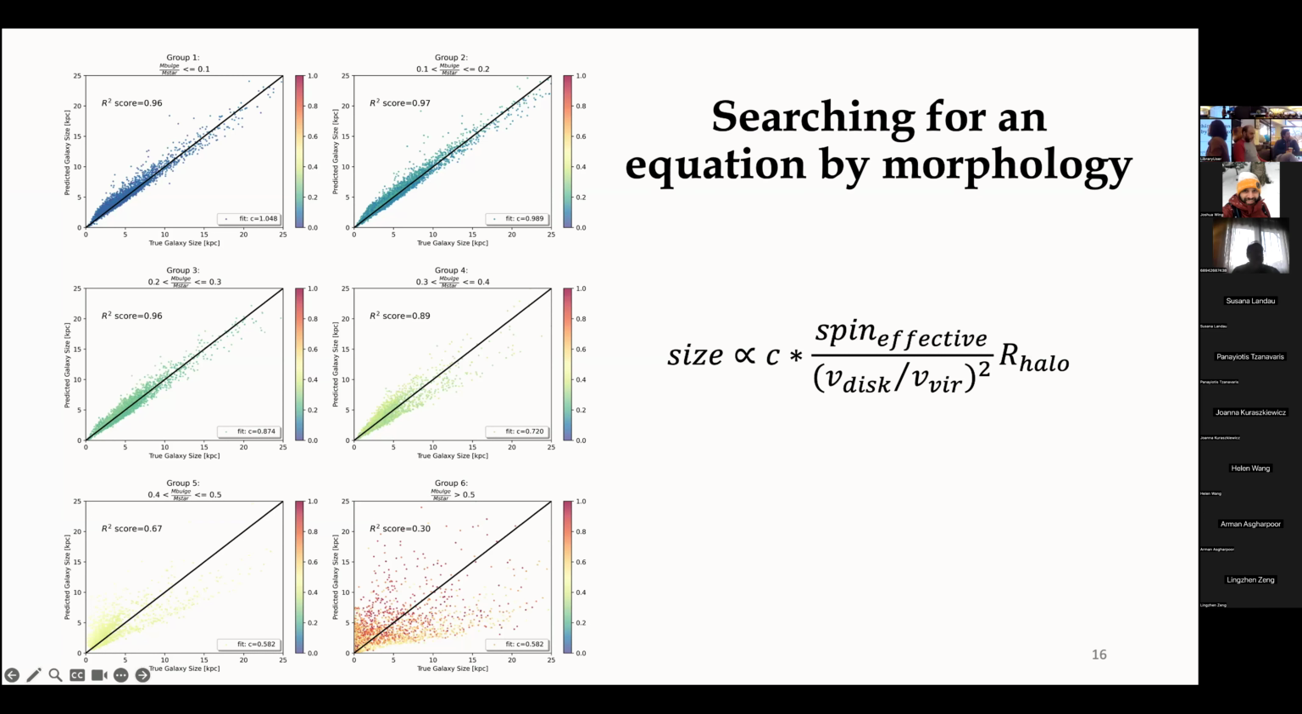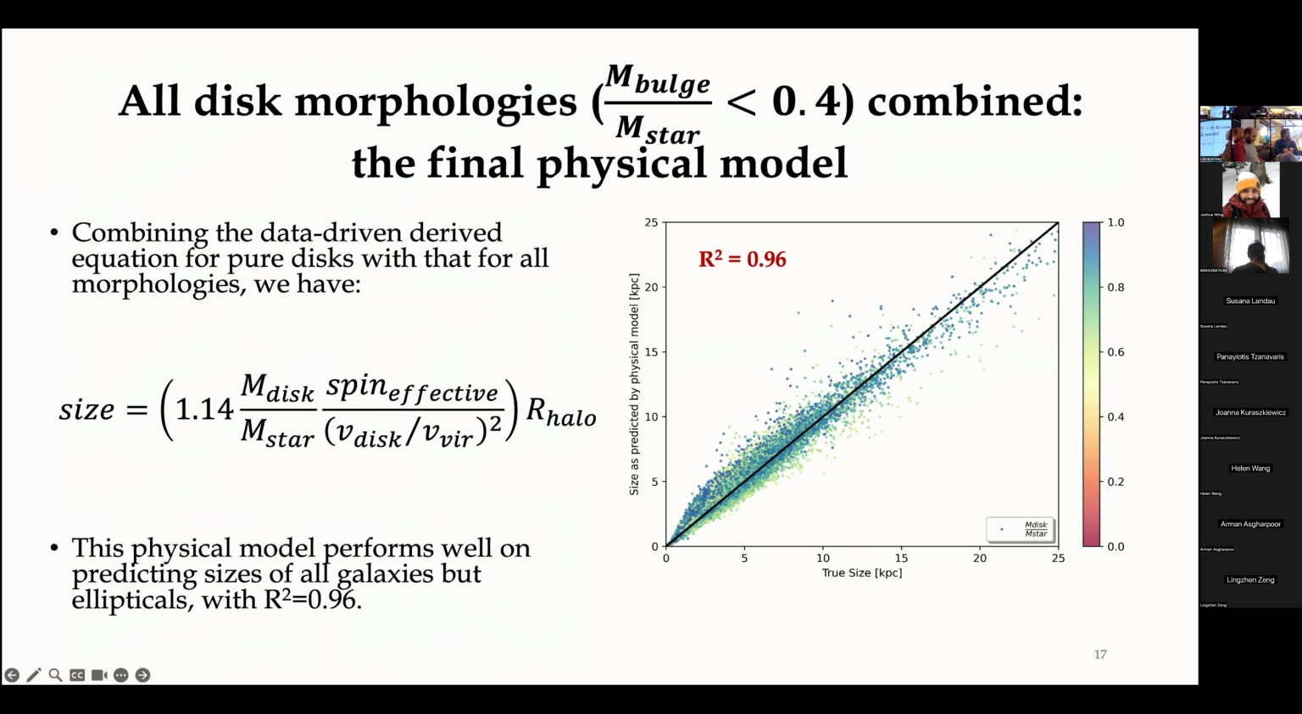We see that there's this term, the constant C, which changes from group 1 to group 4. It goes from around 1-ish to around 0.7, and now we come in with human knowledge, with physics inside, and we say, what if this is just a linear term that depends on the amount of bulge that is available to the galaxy? And so we add this linear term, and we come up with a final equation where size is equal to 1.14 times M disk over M star, times spin effective, times V disk squared, and R halo.